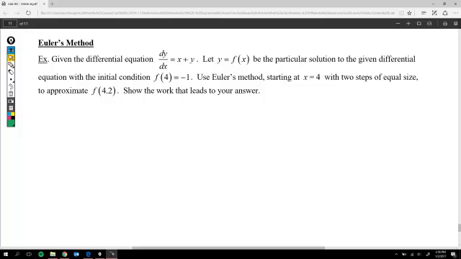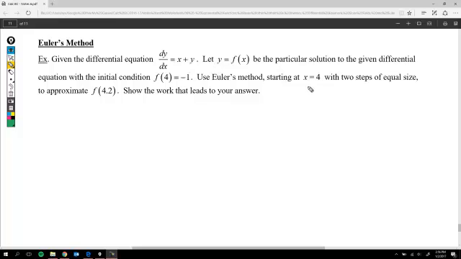Now I mentioned in the slope field video that there are some differential equations that we cannot solve. This is an example of one. If it's not separable, right now we don't know how to solve it. A lot of differential equations just aren't solvable, but we can get an estimate, and that's what Euler's method does for us. So we're given a differential equation and an initial condition.